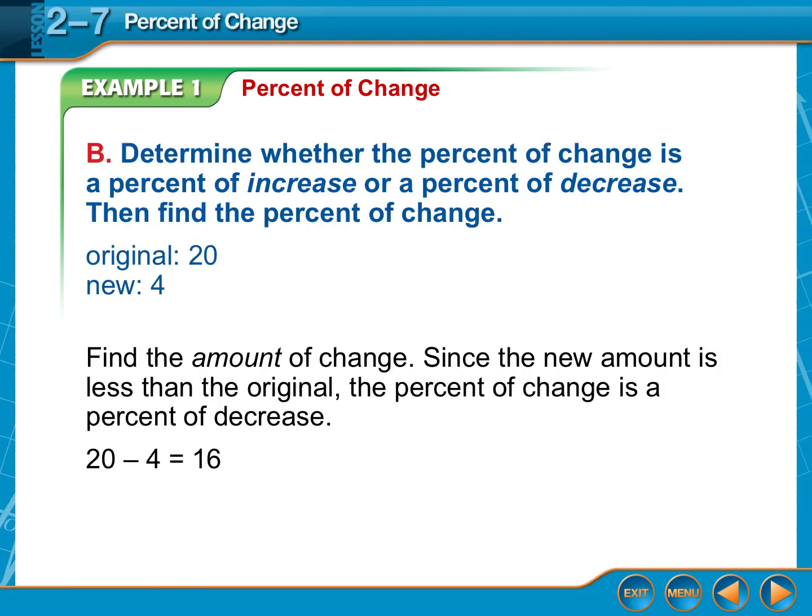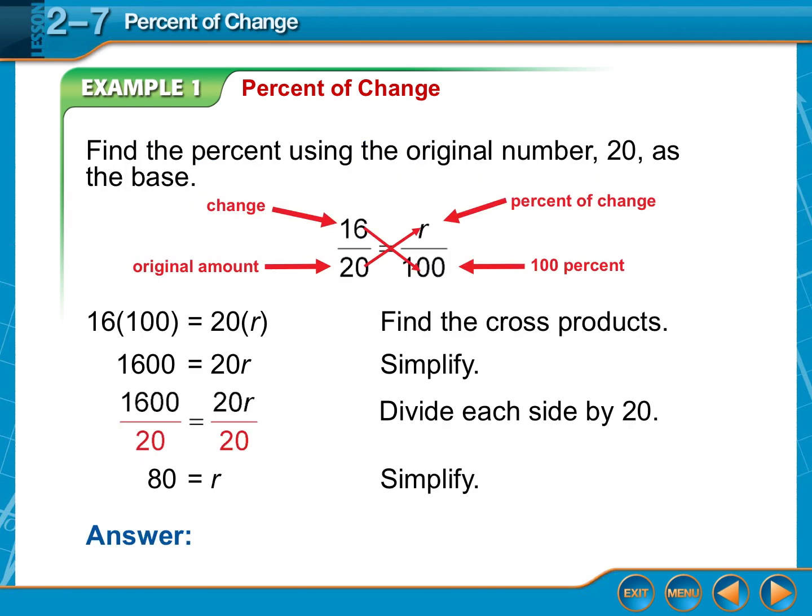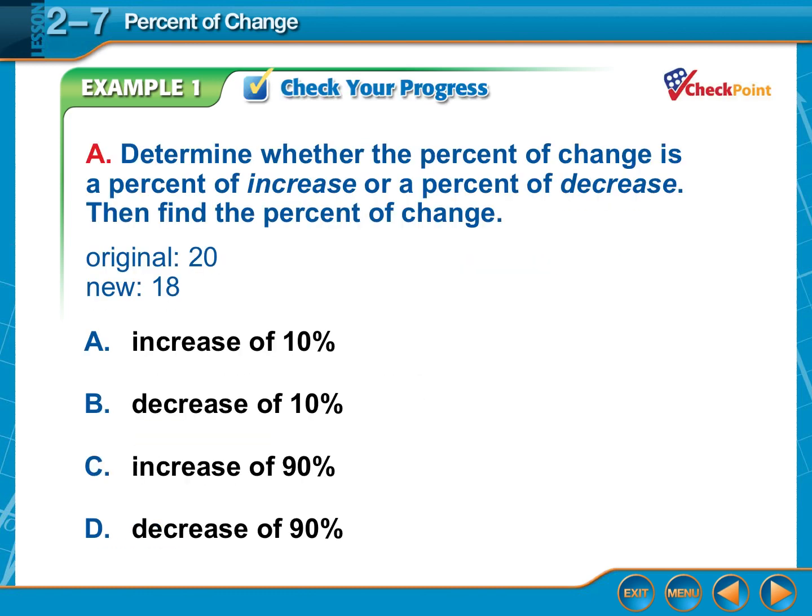Here, is this a percent increase or a percent decrease? Decrease, because the original is bigger than the new. It goes from 20 to 4, and what was our change? 16. How would we set this up then? 16 over 20 equals X over 100. Yes, good. Your change over your original is equal to that new percentage you need to find, X over 100, and then you would cross multiply.